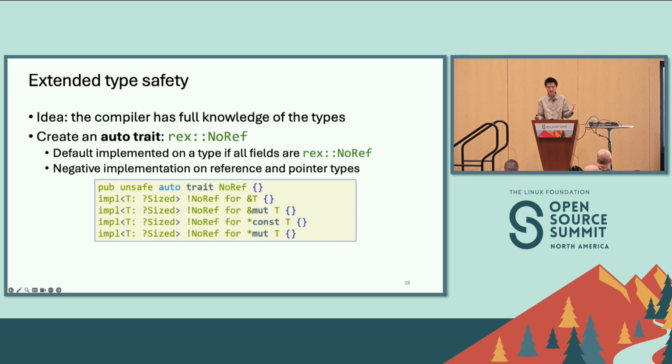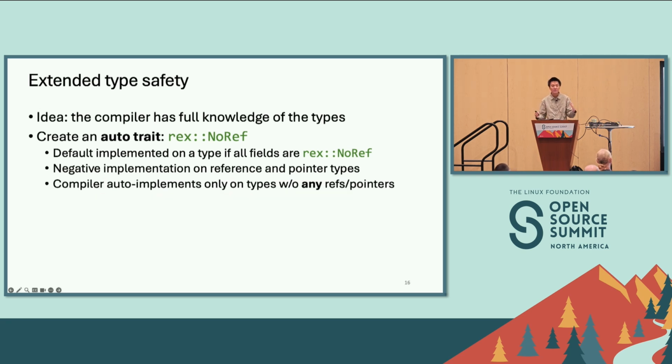And in Rust, auto traits can also be selectively disabled on certain types via the negative implementation. And for our case, we added the negative implementation on all the reference and pointer types in Rust, which is shown here on the screen. In this way, we effectively only implement this trait on types where there are no references or pointers.